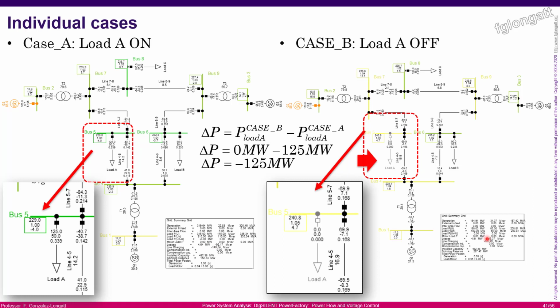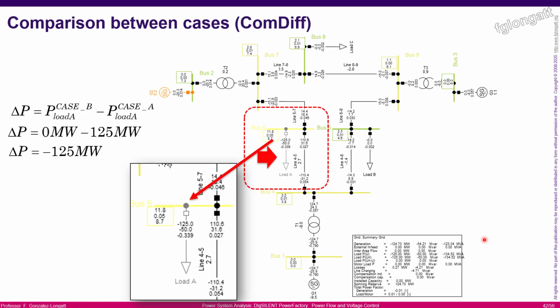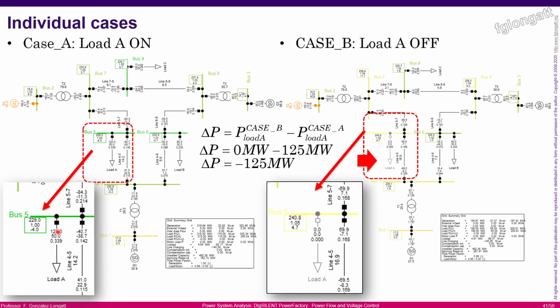Okay, now let's do the following. We use the button, we create the comparison, and the comparison that we are running is case B minus case A. If we come back here, the original case is 125 and the final case is 0. However, you must remember that the difference that we are calculating is case B 0 minus case A 125. That means that the change is minus 125.